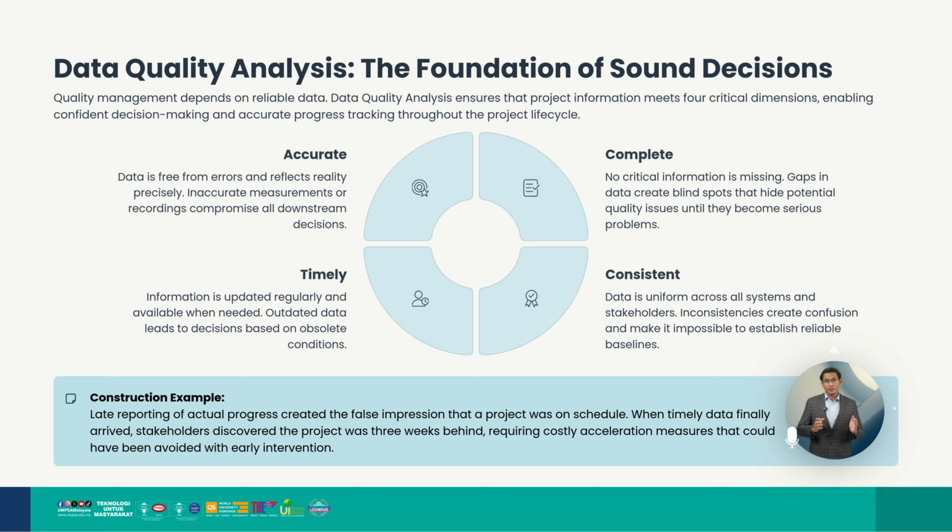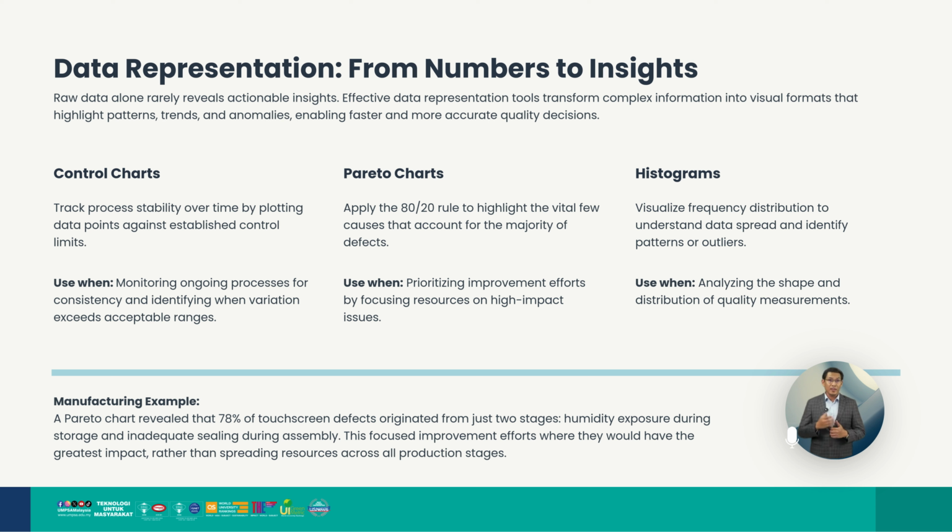Now, data representation is actually important because even the most accurate data will fail to influence decision making if it is not communicated clearly. Representing data effectively allows project teams and stakeholders to quickly grasp the meaning behind the numbers and make informed decisions. Now, tools such as control charts can reveal whether a process is stable over time. Pareto charts can show which issues are most significant, and histograms can help visualize the distribution of values.